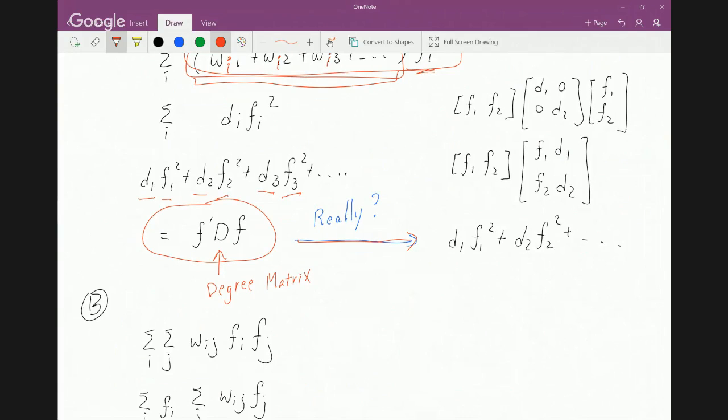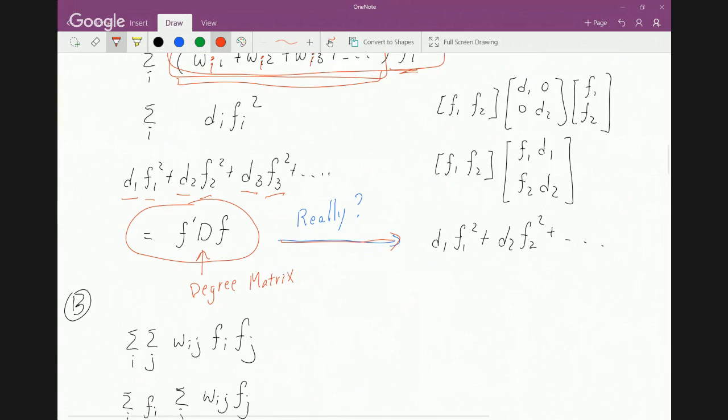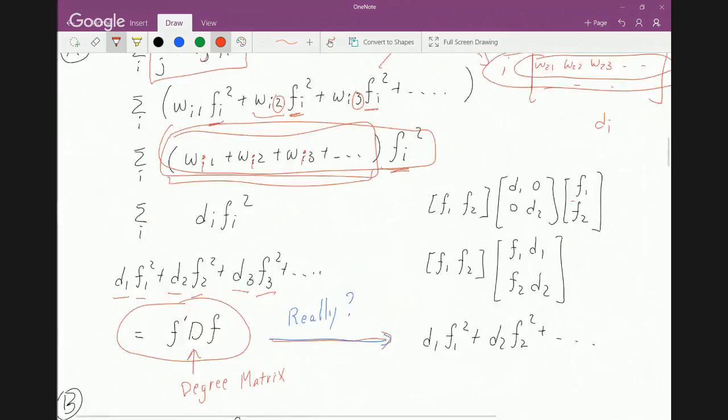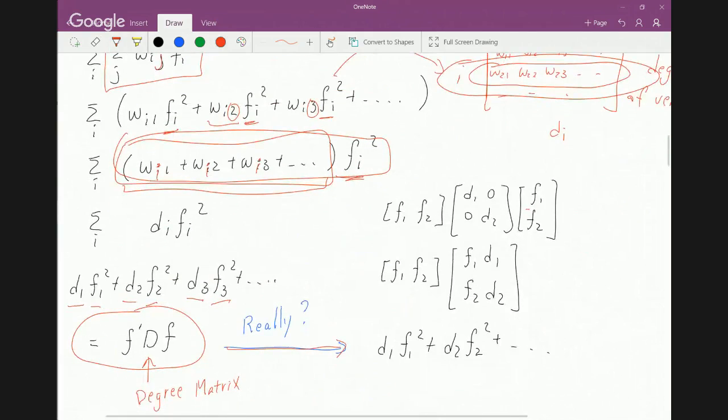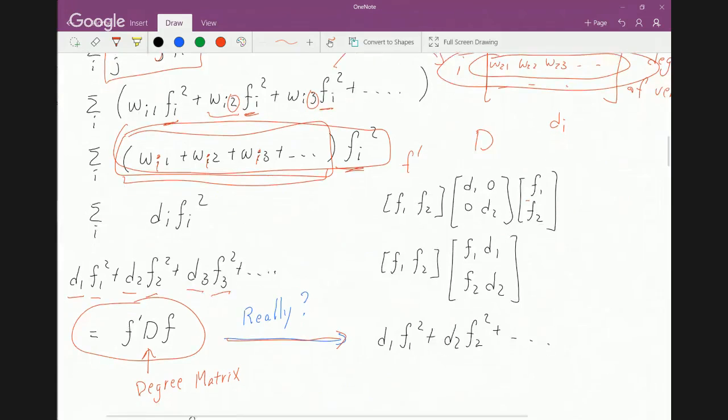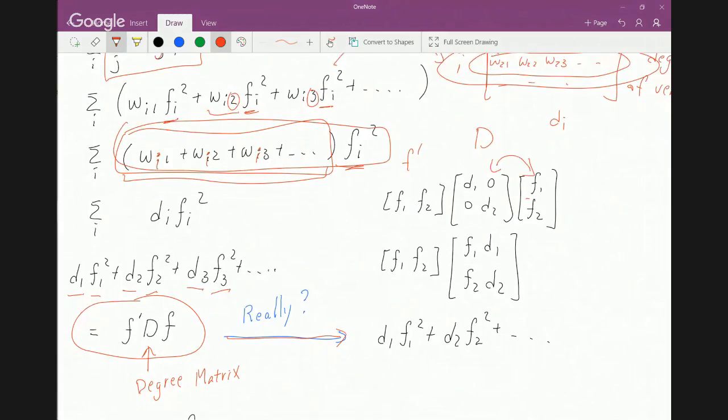If you've never seen this before, you might not know this property. So why don't we test it out so that you can be convinced? Remember, let's try it with a very small one. Just two dimensions, F1, F2, and then this is the degree matrix, D, and this is F transpose. Now, if we just multiply this out, it's very easy to show. We'll multiply the two of them. So it becomes F1, D1, F2, D2. Now we multiply the two of them together, and it will look like this.